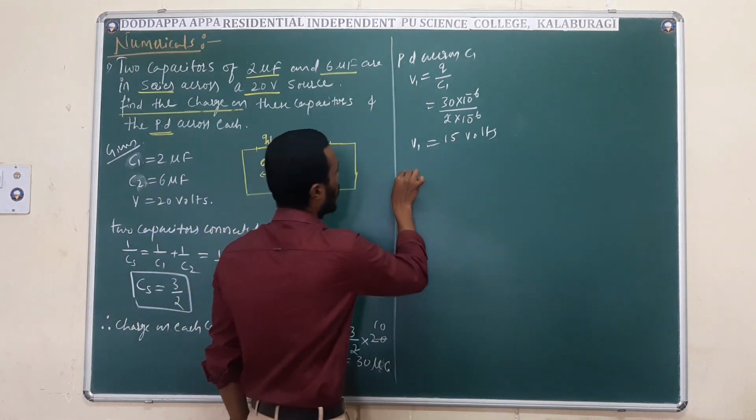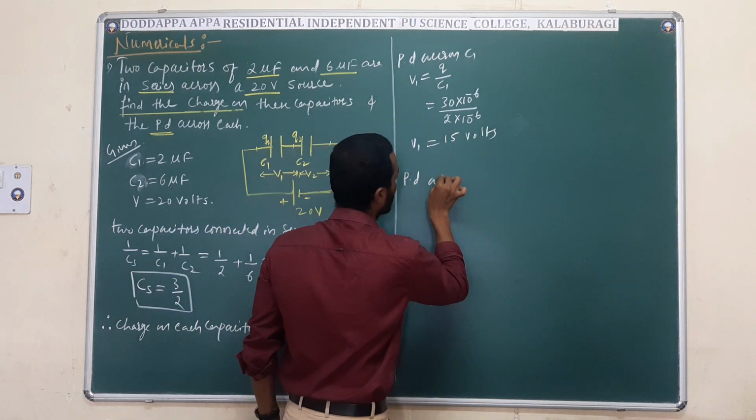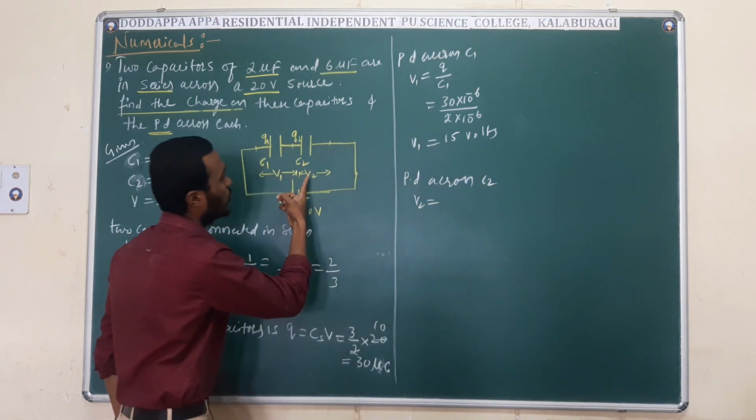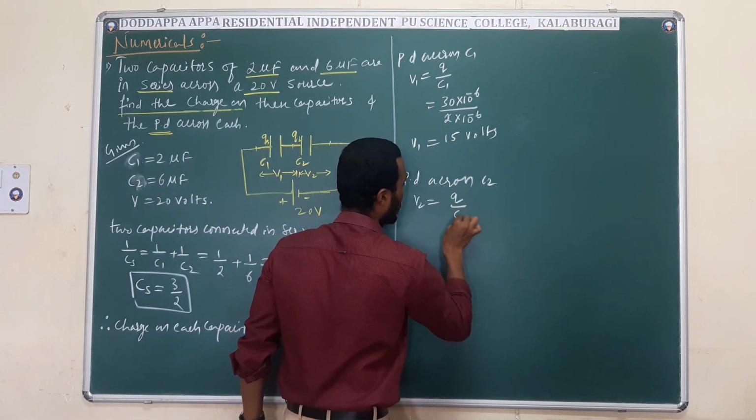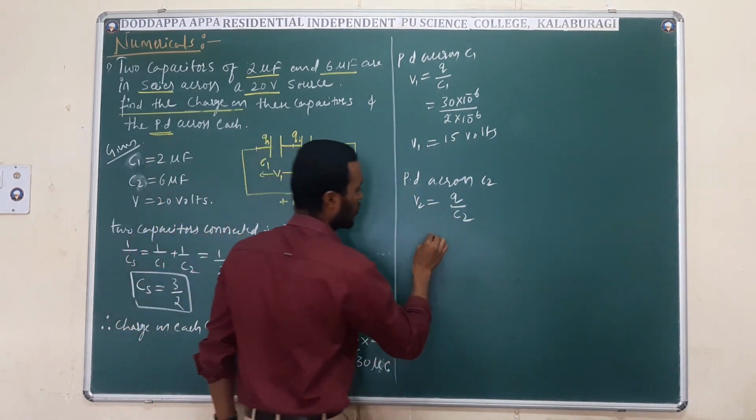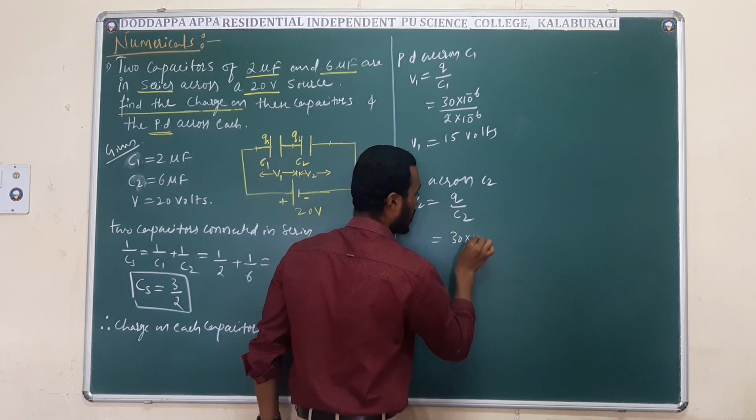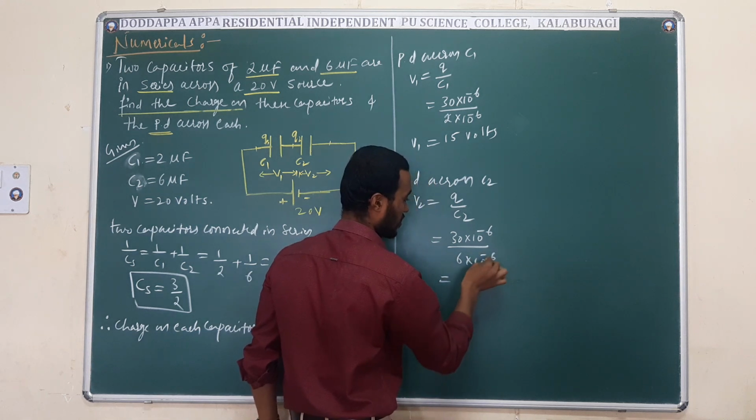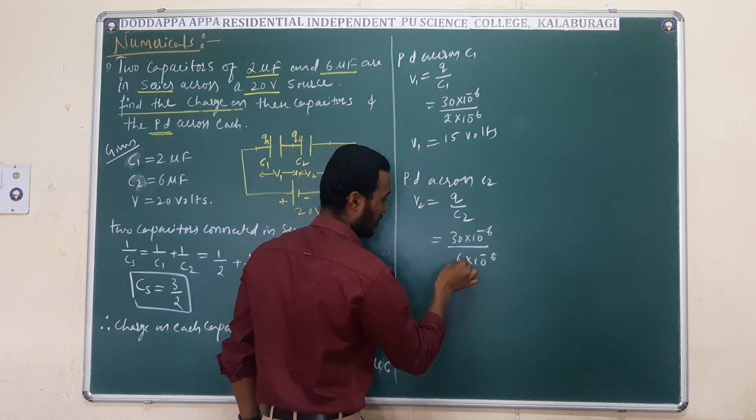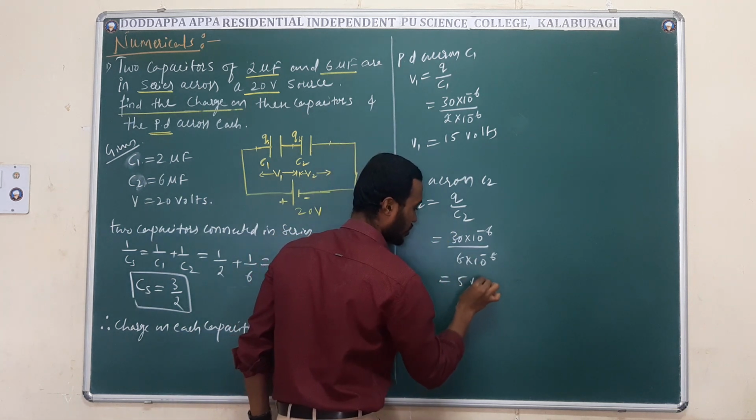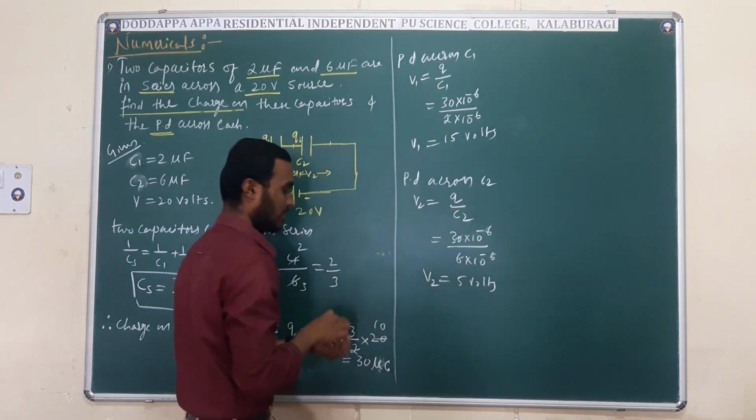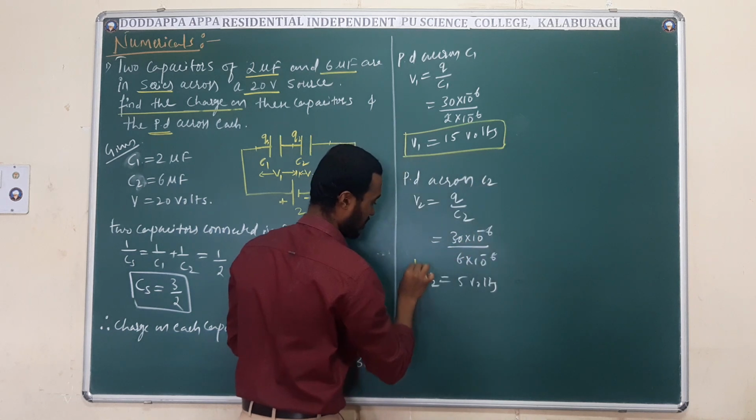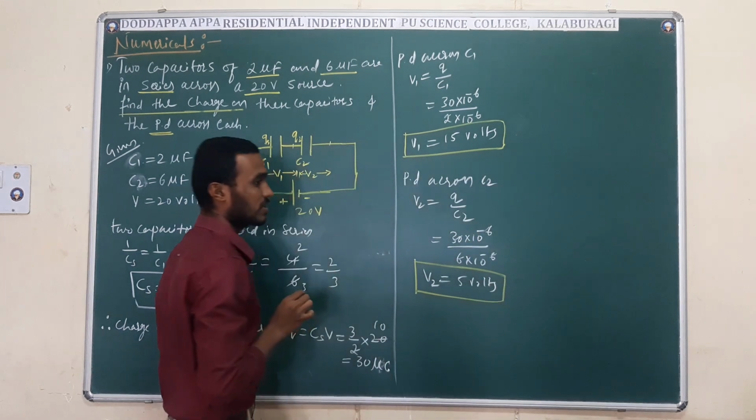Now the potential difference across C2, so V2 I will find here. V2 is equal to Q divided by C2. 30 into 10 to the power minus 6 divided by 6 into 10 to the power minus 6. So these two again get cancelled, and your answer is 5 volts, right? So this is our potential difference across each capacitor. This is the method of finding the potential across each capacitor.